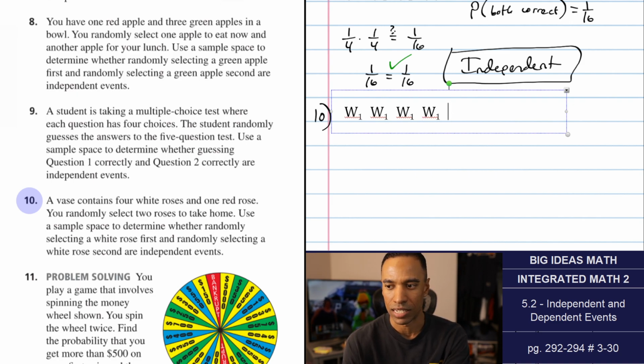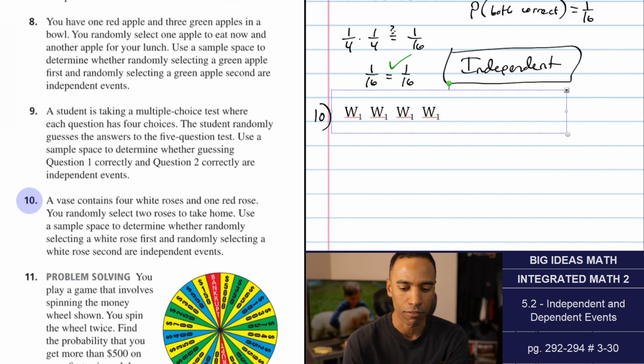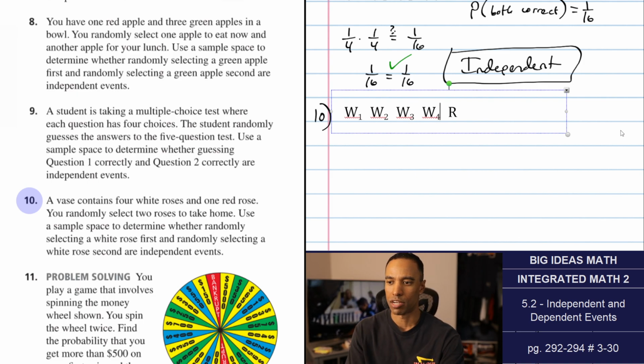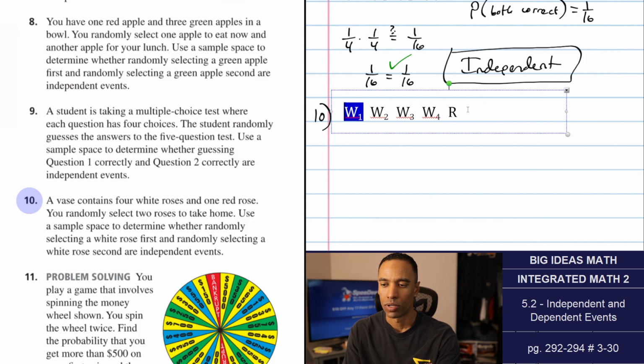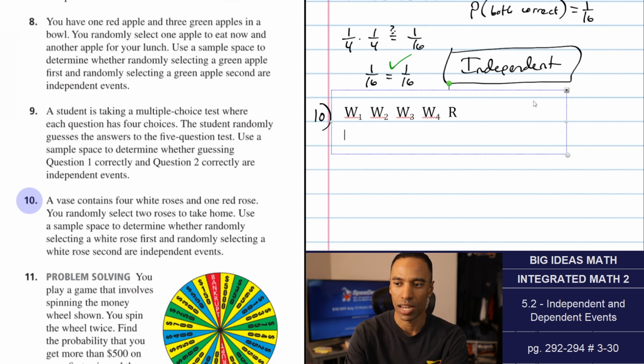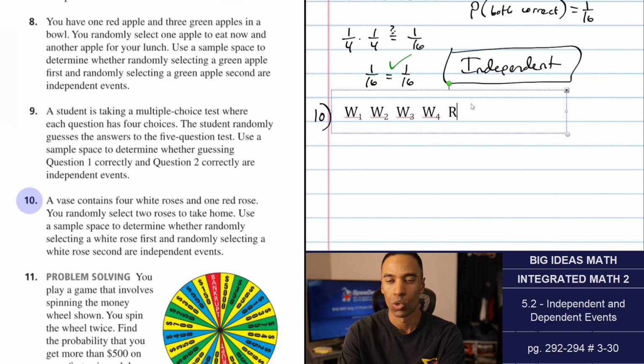Let me just get the idea first going for you. No, I need it like that. There we go. So white 1, 2, 3, and 4. So those are the different options, right? So I'll pause it, and then I'll get this spelled out with all the different options, and then I'll come back with you guys on that.